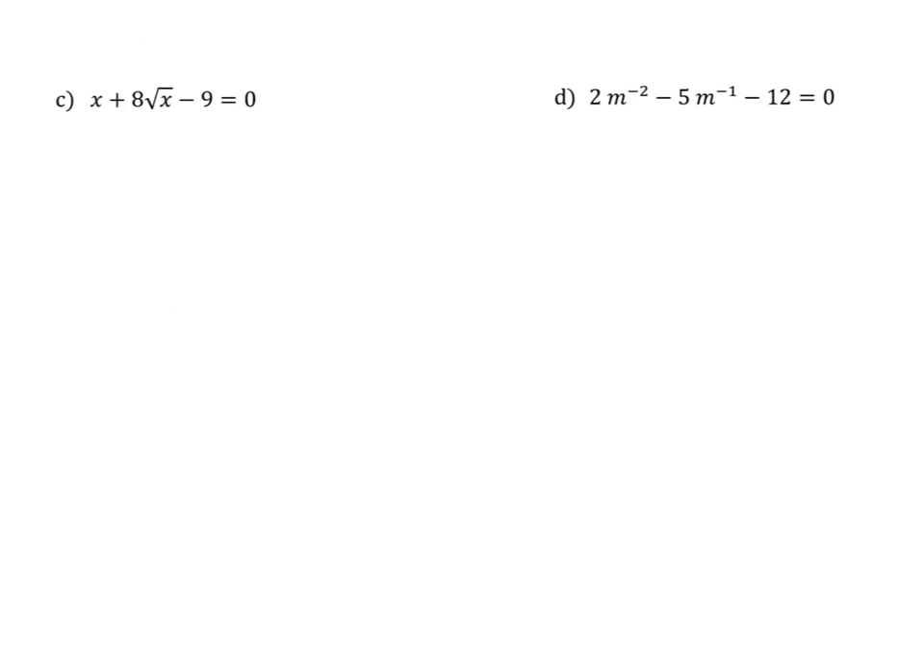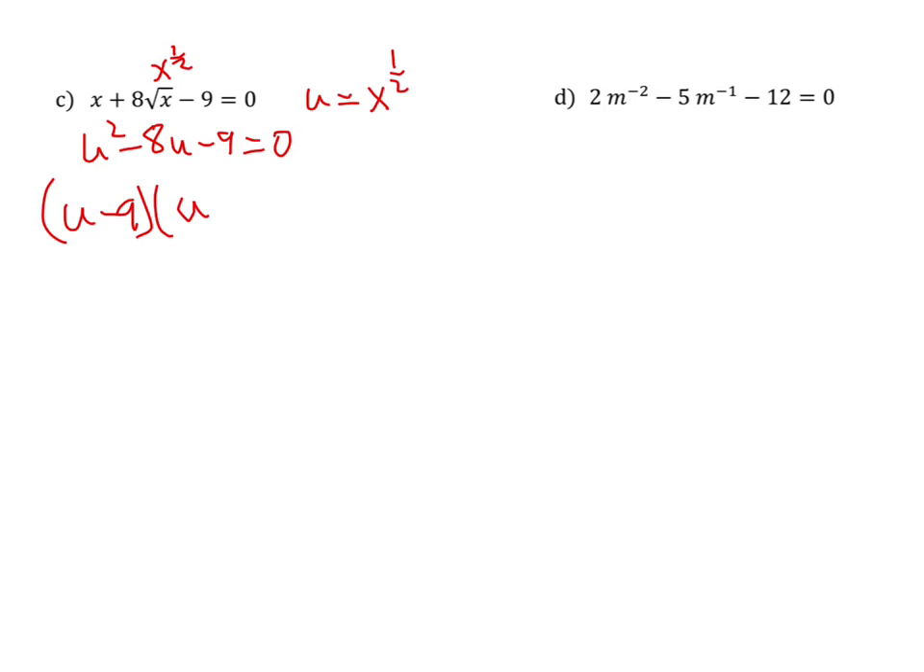Looking at a couple more here, we're going to use our same u substitution that we talked about in the last video. We're going to have x to the 1/2, because the square root of x is like x to the 1/2. And so that gives us u squared minus 8u minus 9 equals 0. Well, this one factors nicely. We don't need the crazy quadratic formula going on here. And so we've got u equals 9 or u equals -1. Well, what is u? It's x to the 1/2. And so x to the 1/2 is -1.